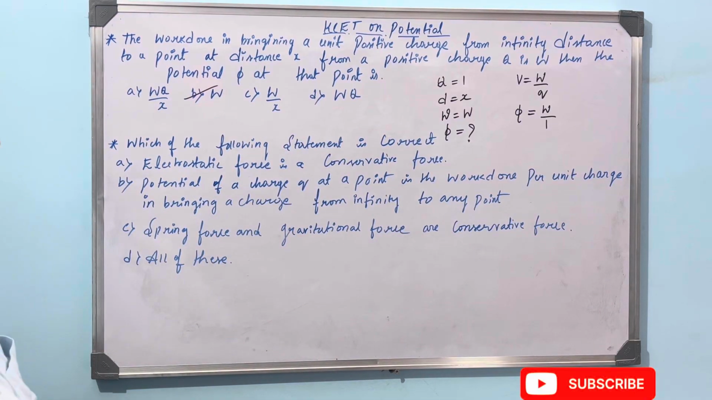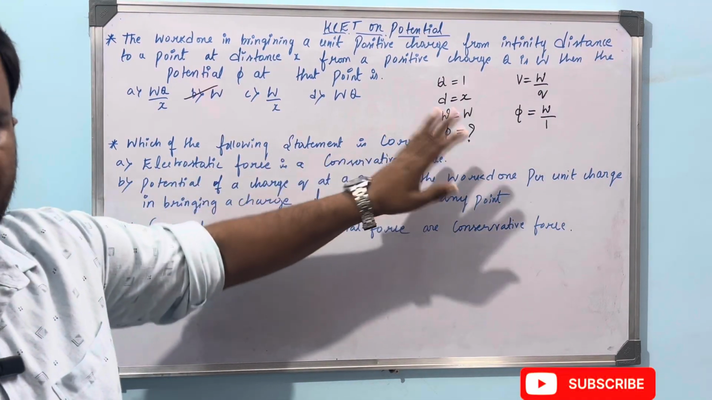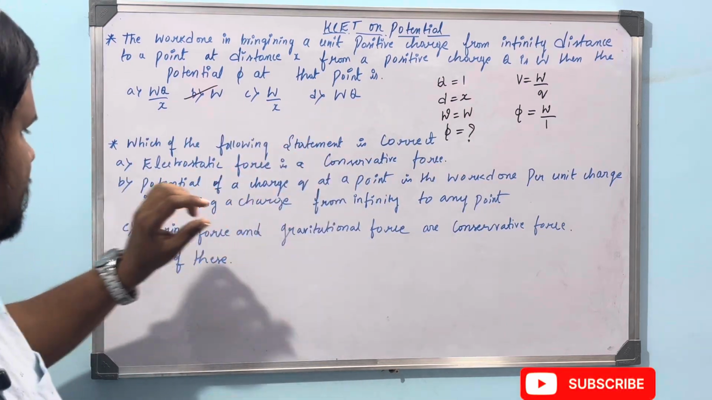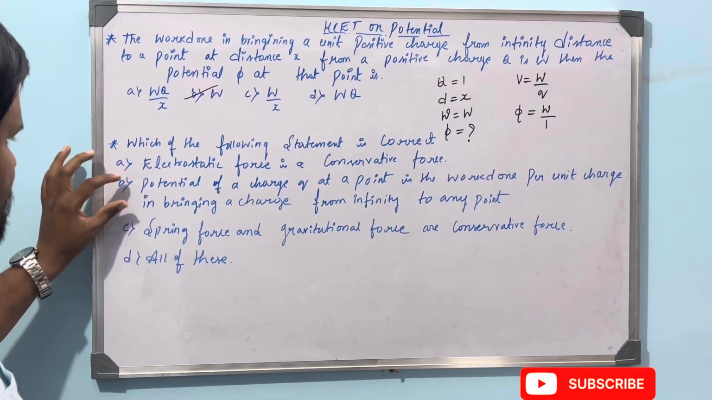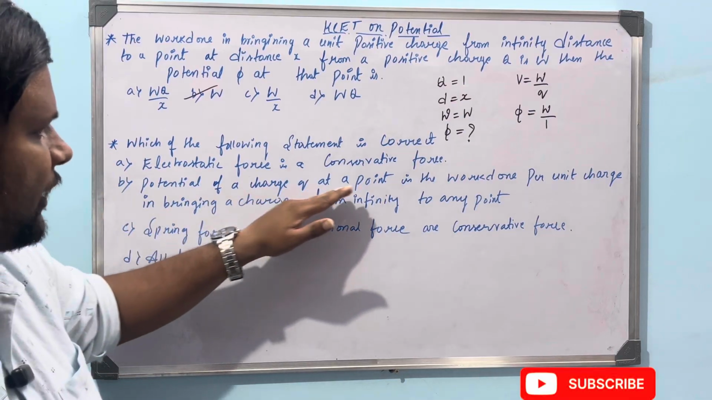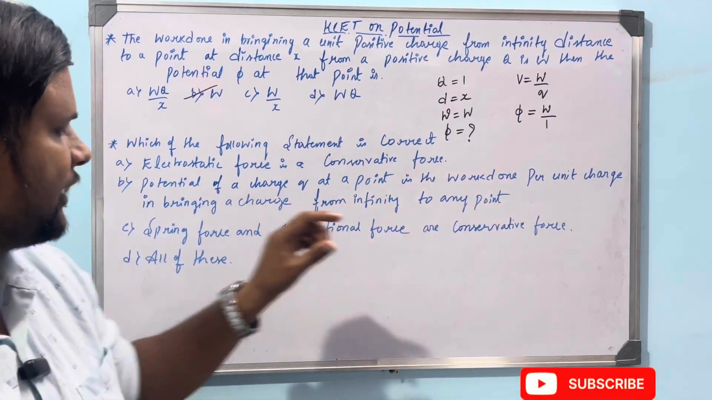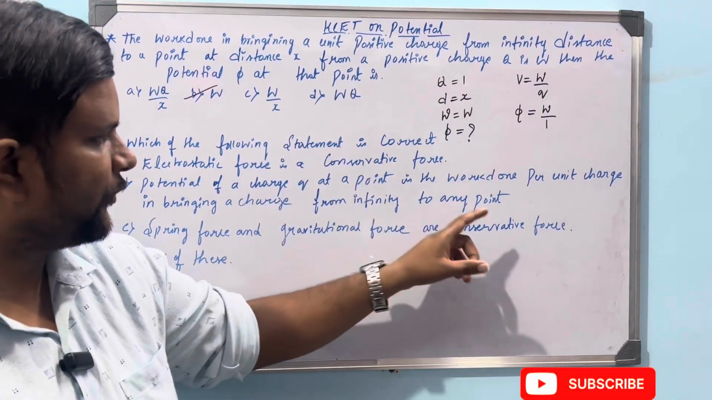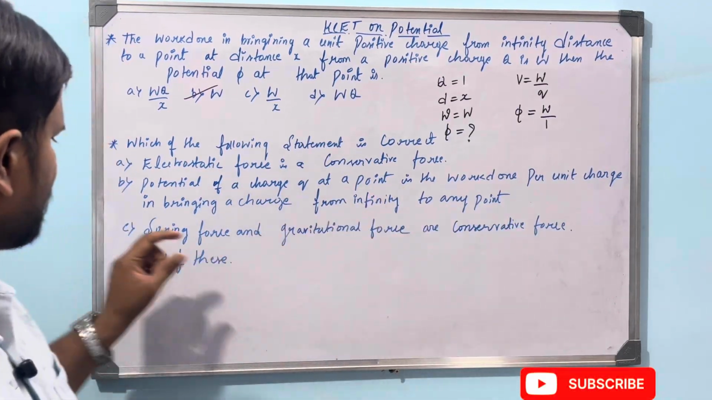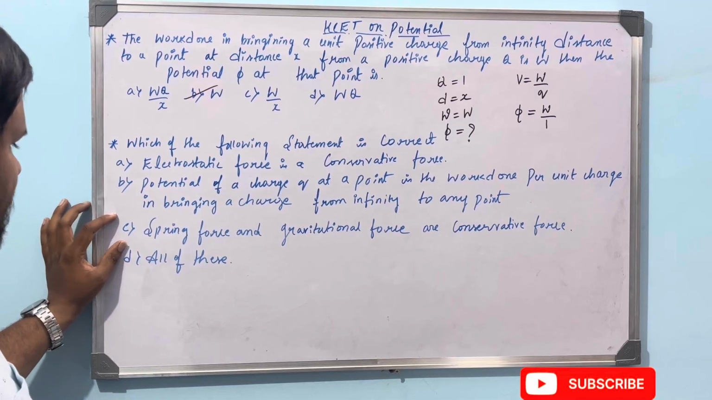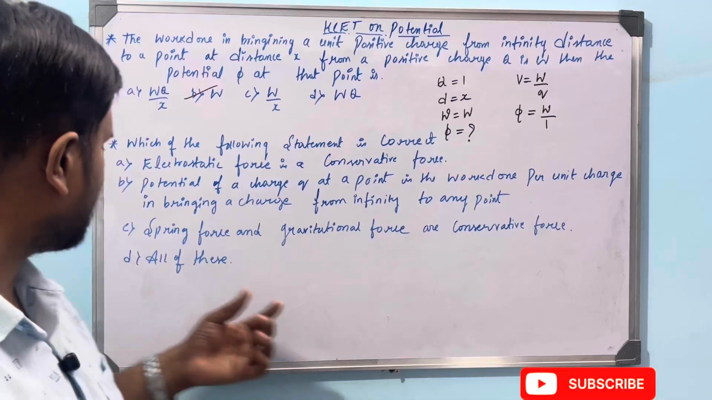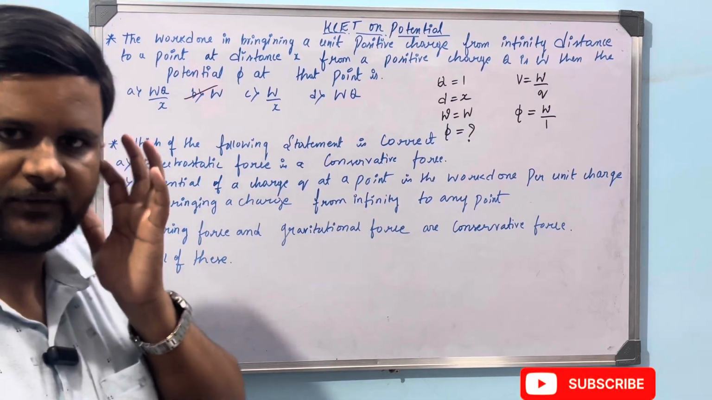Next question: which of the following statements is correct? Option A: electrostatic force is a conservative force. Option B: potential of a charge q at a point is the work done per unit charge in bringing a charge from infinity to any point. Option C: spring force and gravitational force are conservative forces. And option D: all of these.